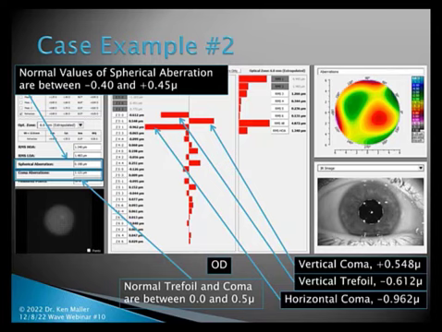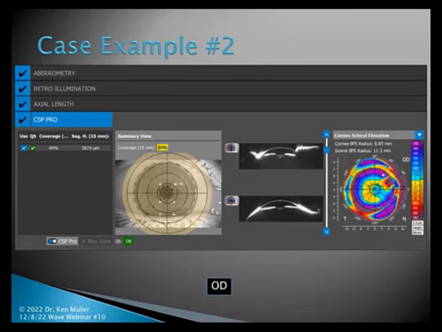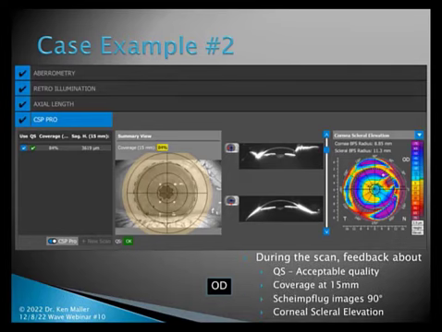So we come over here for the CSP PRO software, and just so you can see, for those of you who delegate scans, the feedback that's given on this particular screen while the scan is being taken is information about the quality.